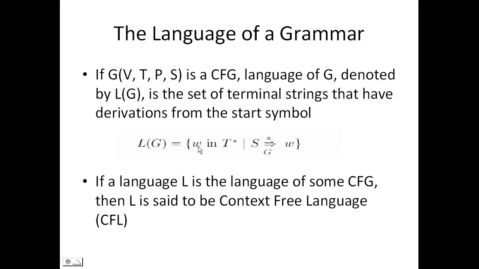So it is written as the language of the grammar L of G is equal to W in T star. What is W? W is the string formed with the help of symbols in T, such that S, the start symbol, derives W in multiple steps by applying multiple grammar rules of G, and star indicates multiple steps. So multiple rules applied on the start symbol have generated the string W.